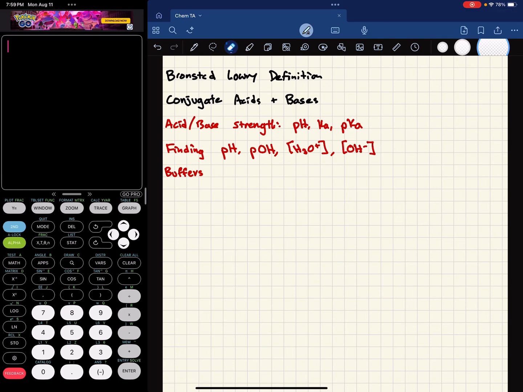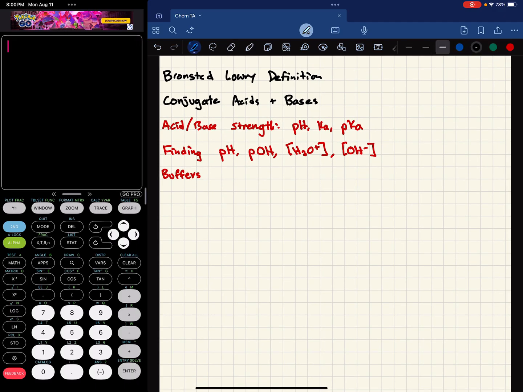Hey guys, so if you are struggling with acids and bases, this is going to be your guide today. We're going to help you out with all this stuff.